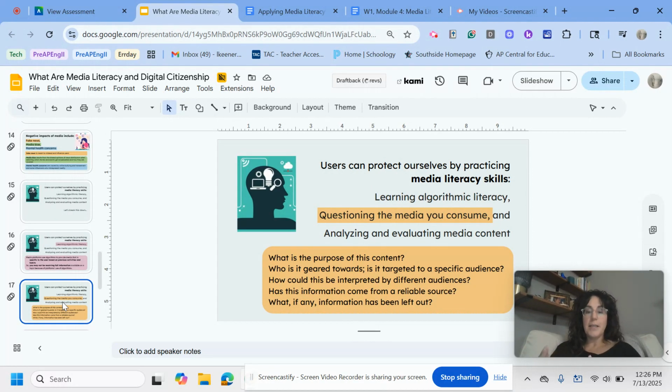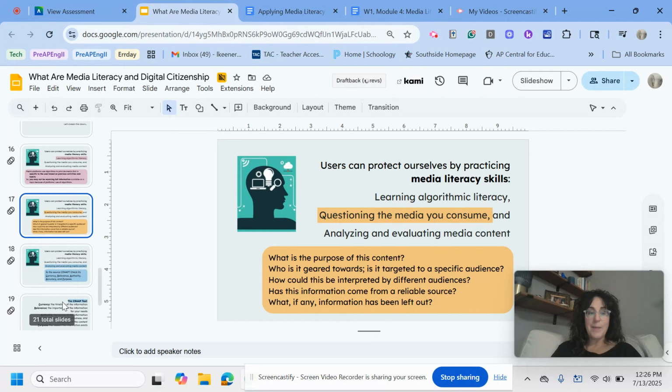Also questioning the media that we consume. What's the purpose? Who is it geared towards? Could it be interpreted differently by different audiences? How so? Does it come from a reliable source? Has anything been left out?